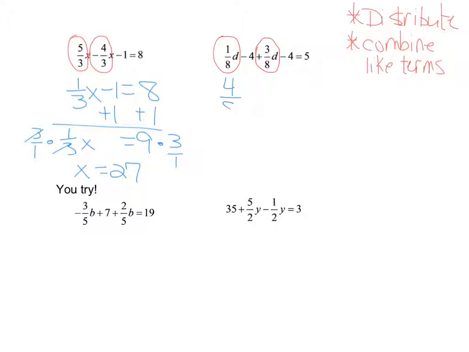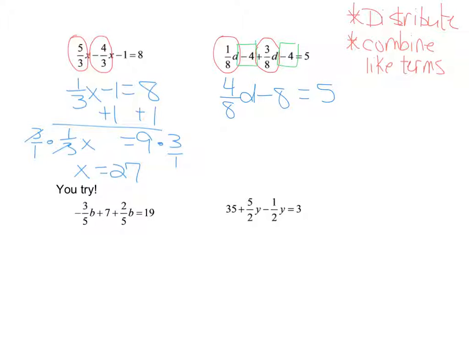Did you say 4/8 d? Then I look, I see a minus 4 and a minus 4. What is negative 4 minus 4? Negative 4 minus 4 is negative 8 equals 5.